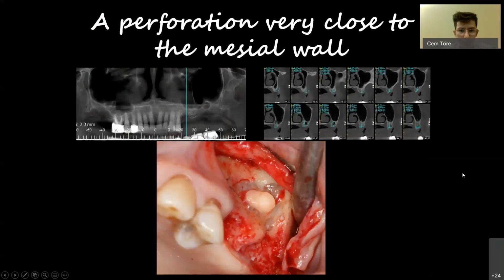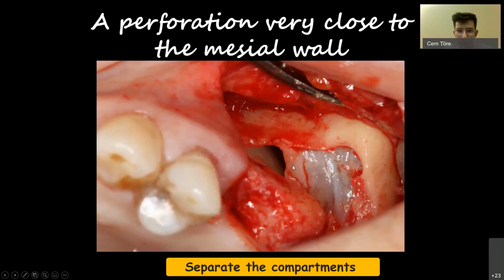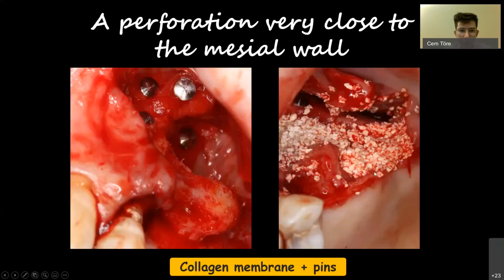Moving forward, this is a perforation very close to the mesial wall. This part is intact. This part is not. This is what we do. As we mentioned, cuts in the membrane, three pins, one pin inside the sinus. You don't have to put this pin here if you don't want to place a pin inside the sinus, but this is what makes this treatment safest. Create a compartment, create a new Schneiderian membrane, so to speak, and then graft and finish the procedure.